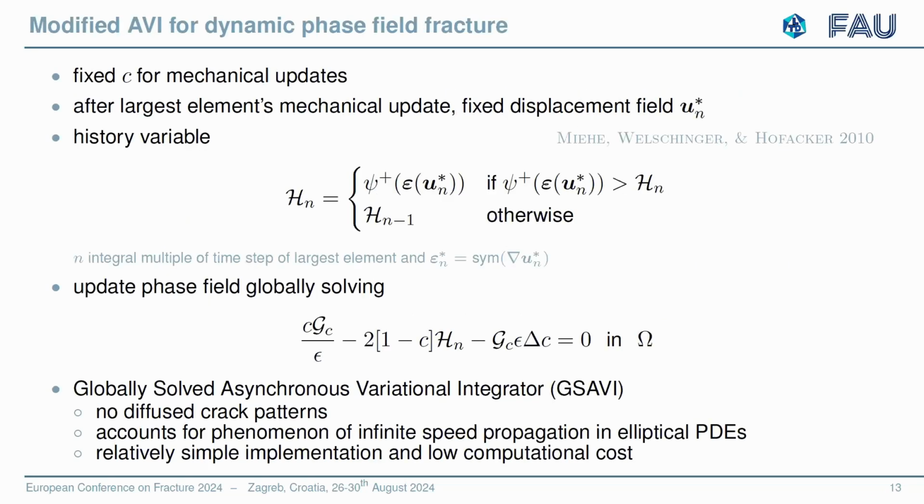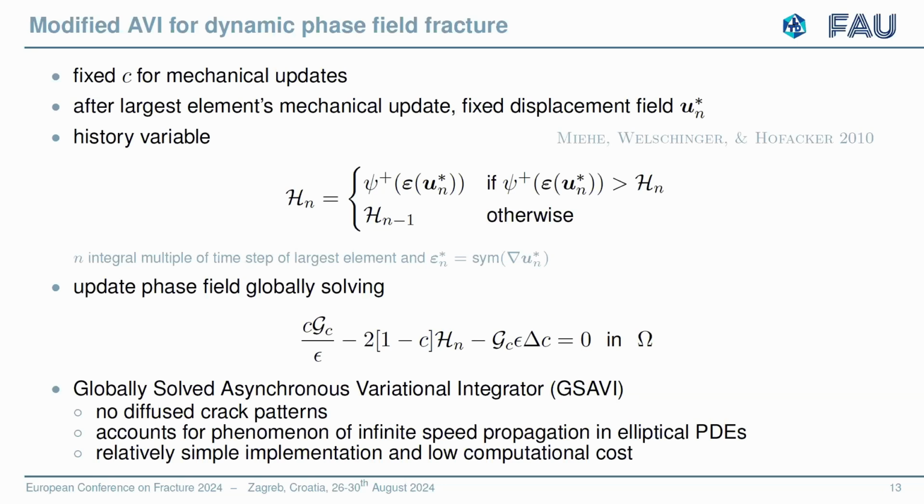To solve this problem, first we solve for the mechanical updates by keeping the phase field constant. Then, when the largest elements get updated, we freeze the displacement field at u star. We compute the history variable by using Miehe's history variable approach. And finally, we solve the phase field globally after the largest elements update. So what happens here is that we are solving the equation globally, so it really manages the propagation issue.